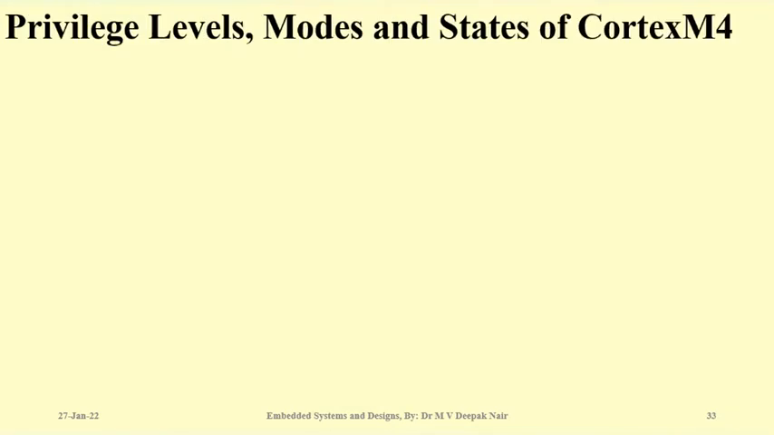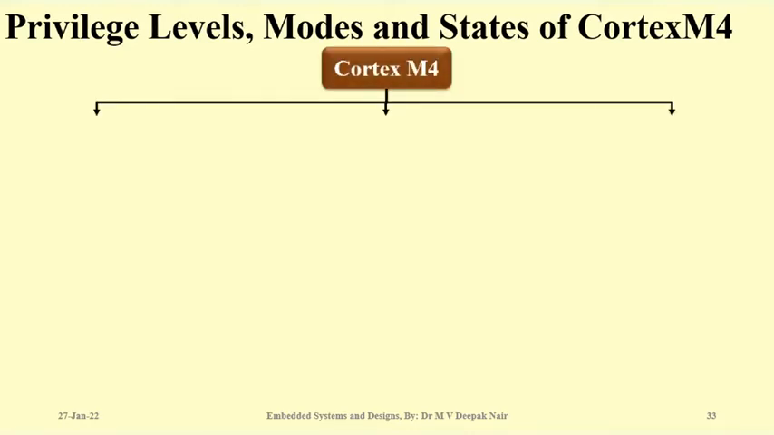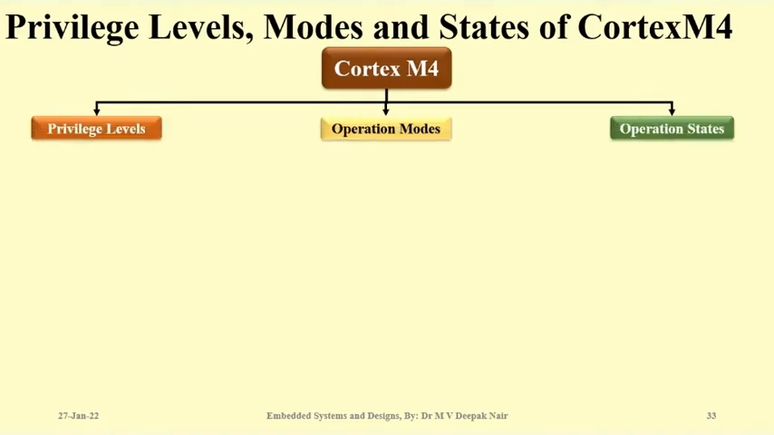Now let us talk about the modes and the states, or the levels, in which the ARM Cortex can work. What are the different modes, different states? We are talking about the ARM Cortex M4. It has privileged levels, or levels we can say, modes, and states. We can classify them in three different ways.